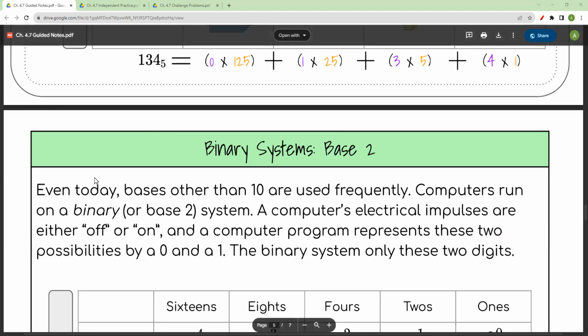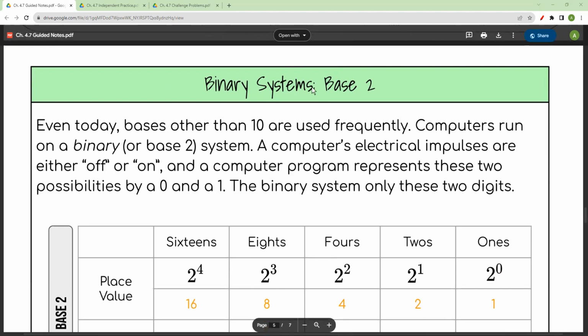Our 59 seconds rolls over into 1 minute. And then so on and so forth. We just keep regrouping however many times we need to. All right, so let's look at base 2.